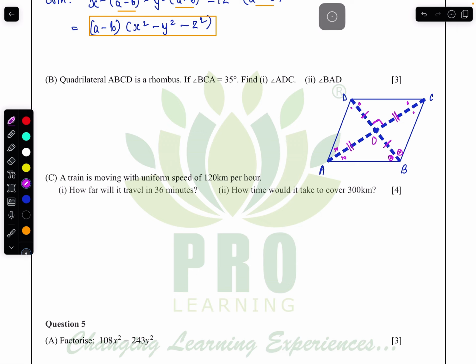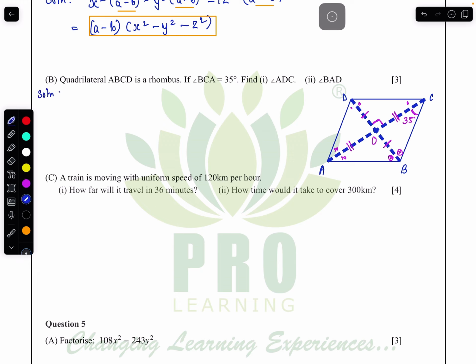Now we want to find these angles. Here it says BCA is 35. This is 35. And it's asking how much is ADC. So BCA was here. ADC it is expecting. ADC is here. And the other piece that we want is BAD. So we will have to use properties of the rhombus. We start with the diagonal property.